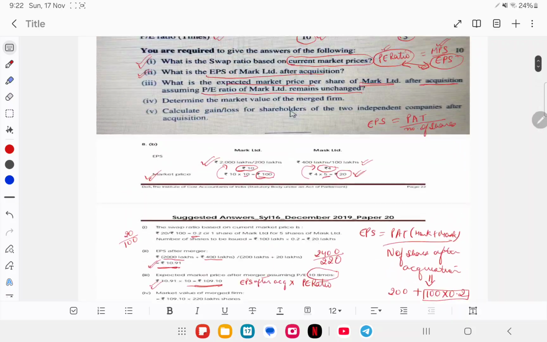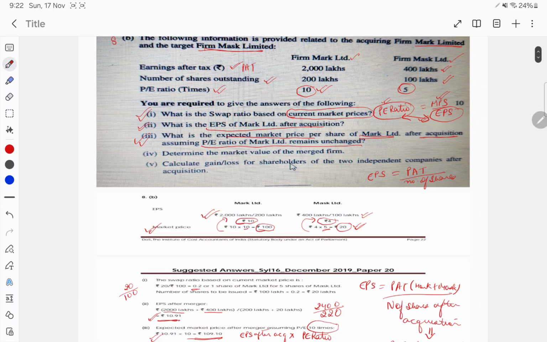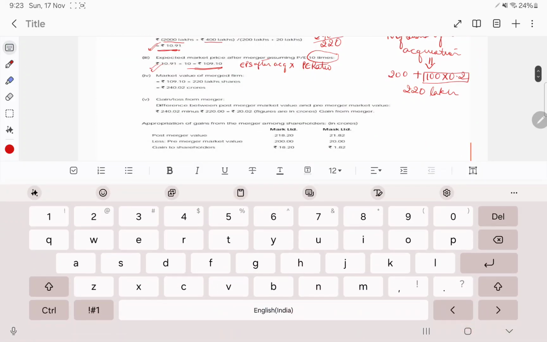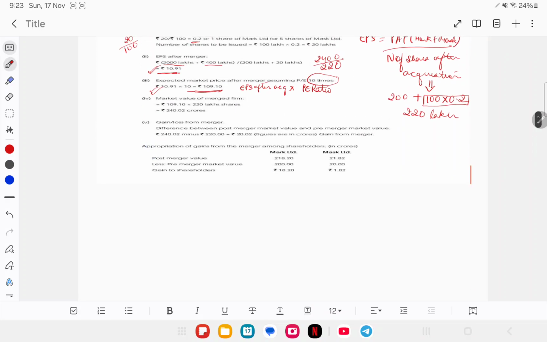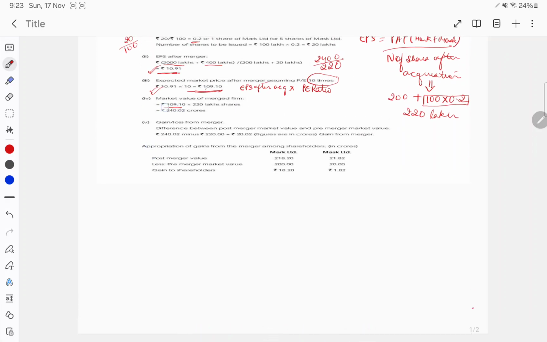The fourth part in the question is that you have to determine the market value of the merged firm. So how will you calculate this? It will be calculated by multiplying the market price per share after acquisition into the number of shares after acquisition. Both of the data we have. The market price per share after acquisition we have already calculated above, that comes to 109.10, and the number of shares we have calculated here, that came to 220 lakh. So the market value came to 240.02 crore.